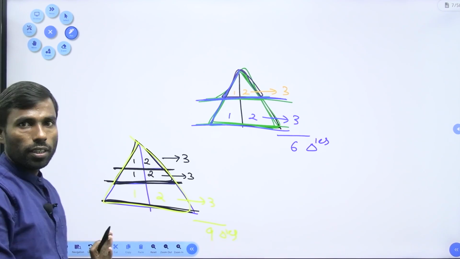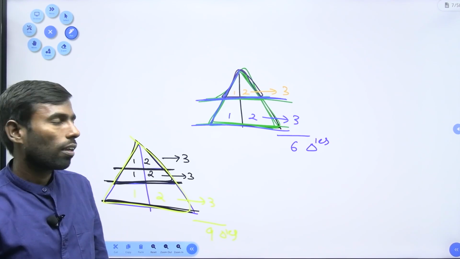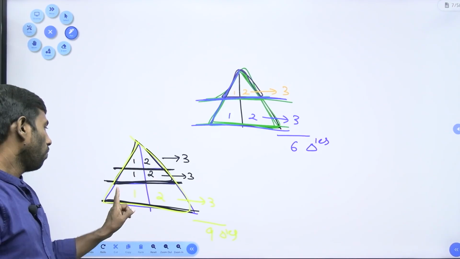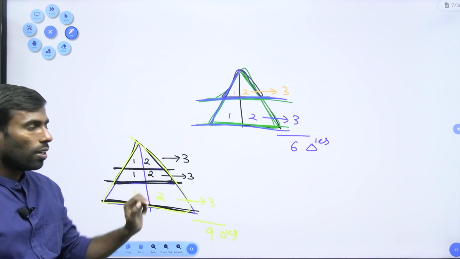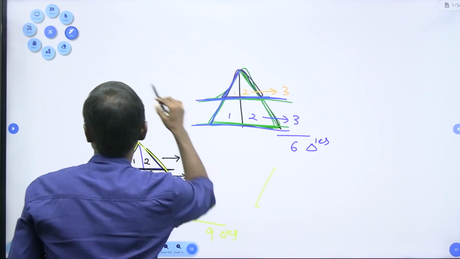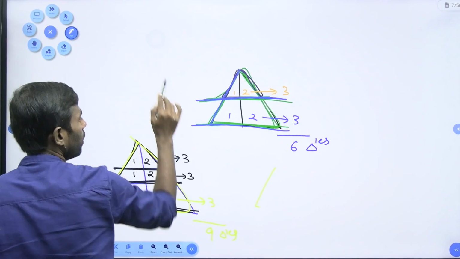Okay. This is the basic idea of how to calculate the number of triangles for the given figure. Or else you can do it directly. First calculate the base one. If a figure is like this, what do you do? Just calculate for anything. Calculate the number of triangles for this part.